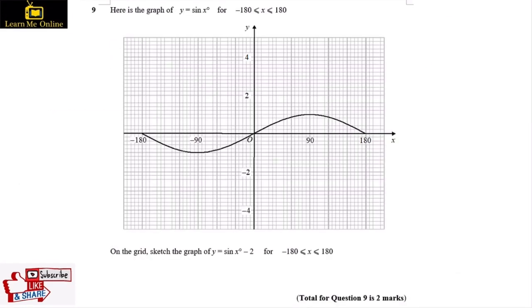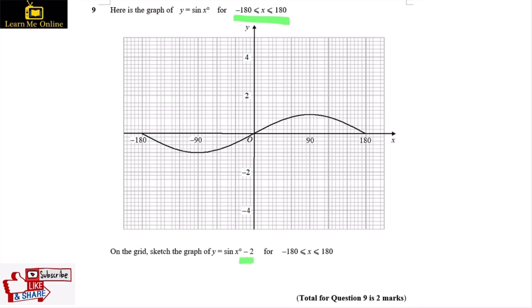Here we have the next question now, where it says that here is the graph of y equals sine x in the range between minus 180 to plus 180. It is important that we look at the range really carefully. Now, this is a transformation. On the grid, sketch the graph of y equals sine x minus 2.